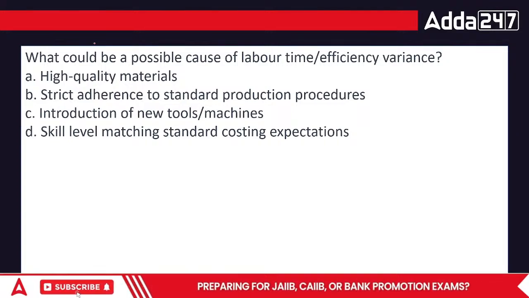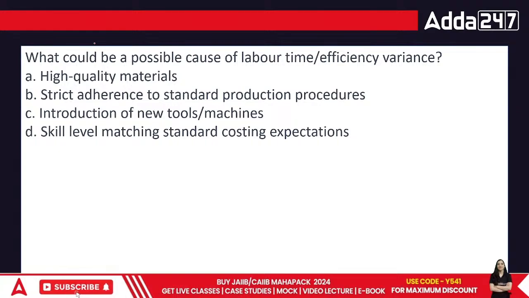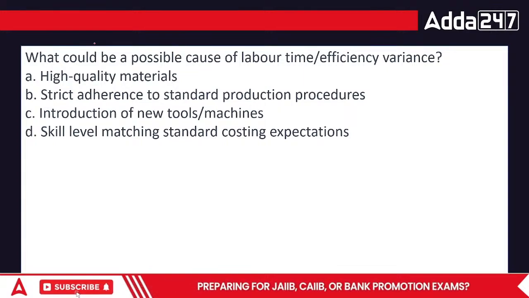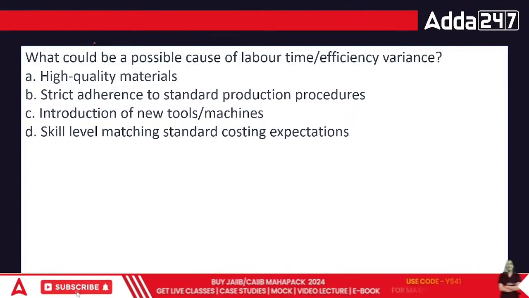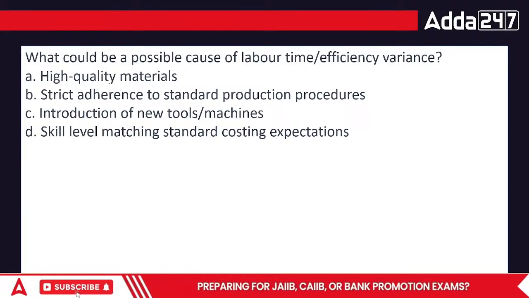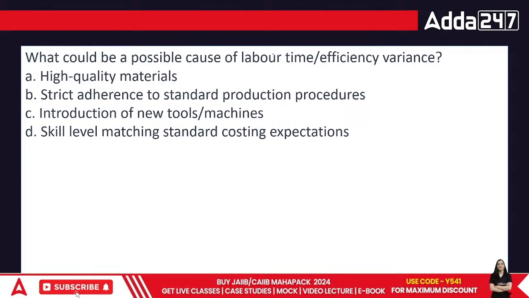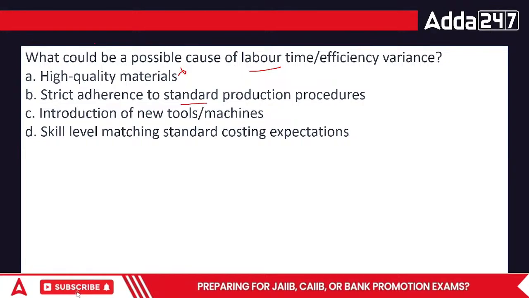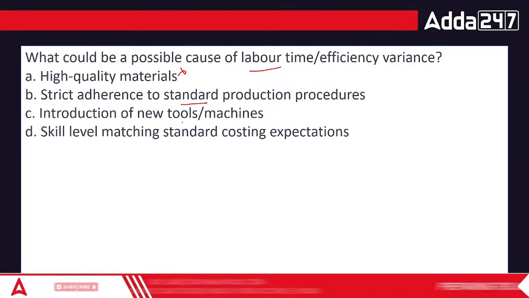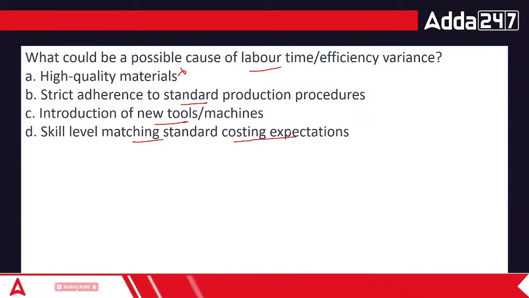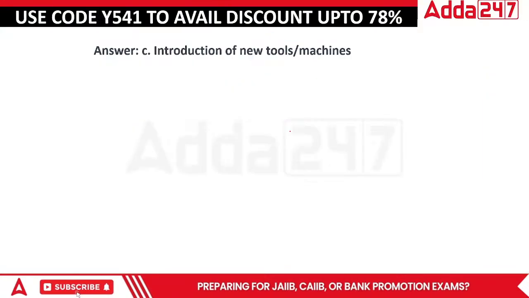See, when we talk about labor time, we always plan more. Whether we have lesser time defined, we technically get more time to do things, isn't it? This is very normal in any organization. Sometimes we have more timing for things, but we need more time, and things don't really happen that way. This is related to labor, so high quality material has nothing to do with it. Strict adherence to standard production procedures is definitely not the point. The second point that would be more important is introduction of new tools.